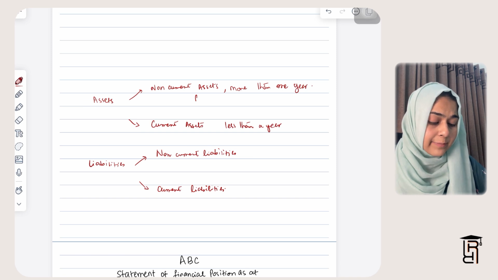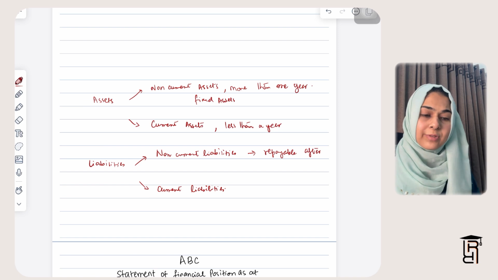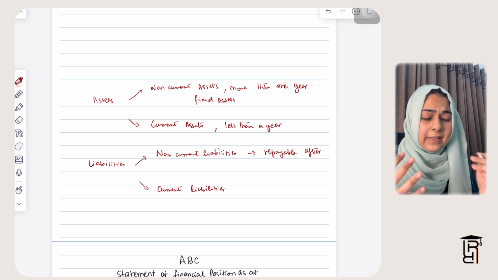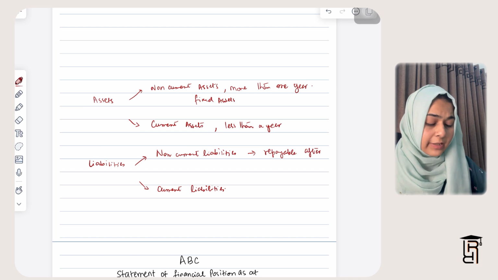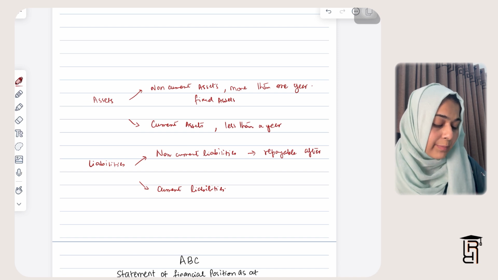Then we have non-current liabilities. Non-current liabilities are basically repayable after 1 year. A liability is when we owe something to someone, when we owe some money to someone. If you need to repay that money after 1 year, it will be a non-current liability, repayable after 1 year, and a current liability will be repayable within 1 year. That is why we call it our current liability, which is repayable within 1 year.